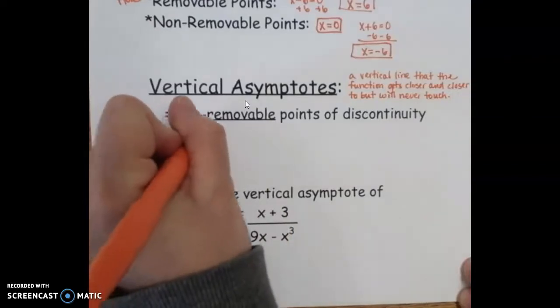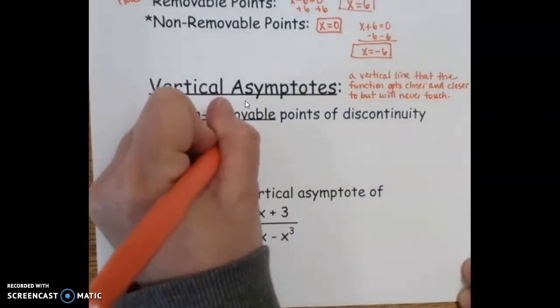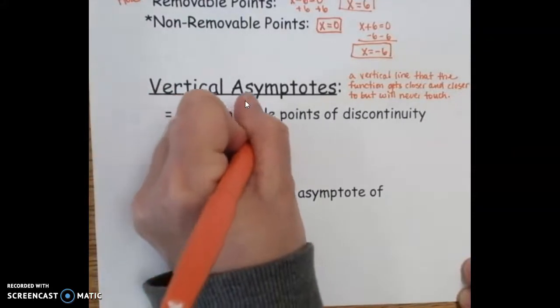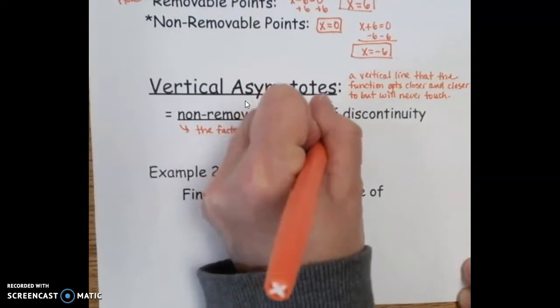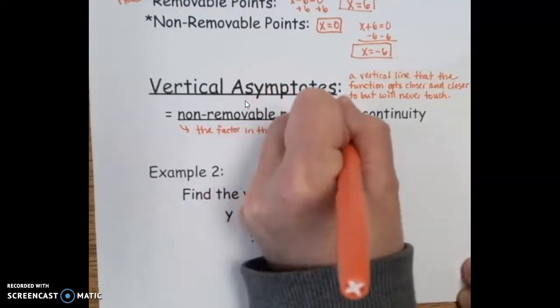So this is the factor in the denominator that is not crossed out.